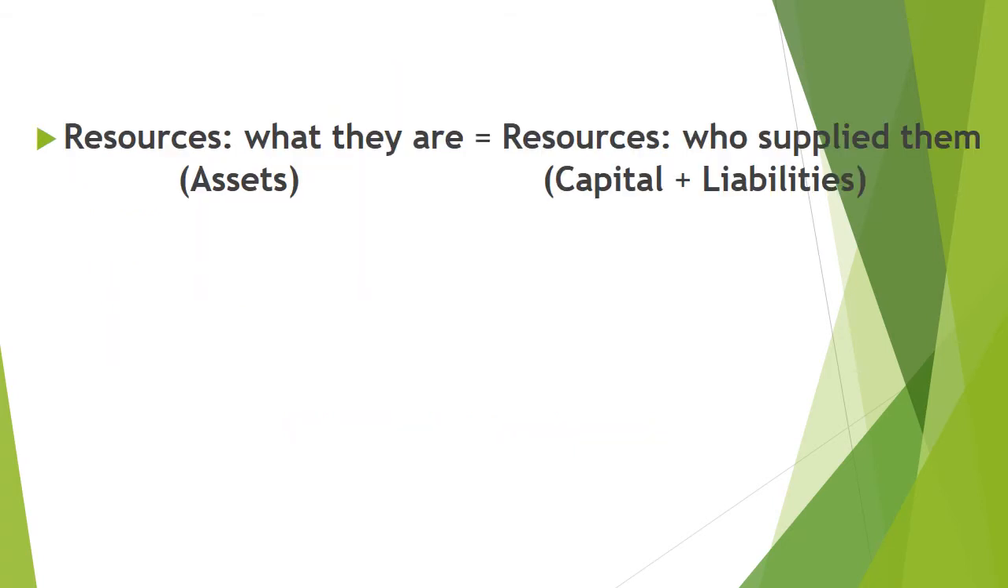And resources, what are they? Assets. And resources, who supplied them? Capital plus liabilities, meaning capital will be supplied by the owners, liabilities will be supplied by the outsiders. These are the obligations, and capital will be the original investments, and these two are equal to the total assets that are used in the business.